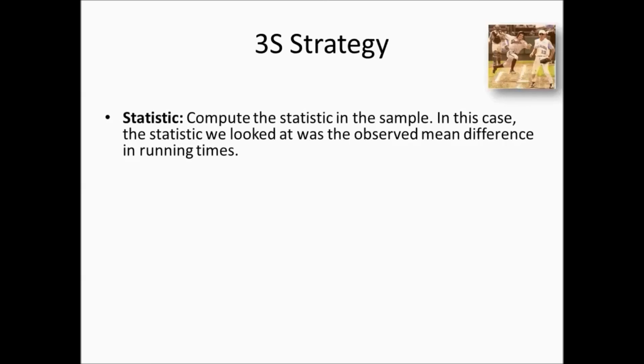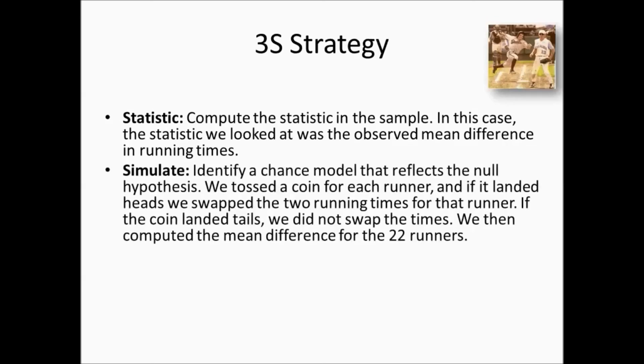Let's review what we've done using our 3S strategy. We first computed the statistic in the sample. In this case, the statistic we looked at was the observed mean difference in running times. We then identified a chance model that reflects the null hypothesis. To do this, we tossed a coin for each runner, and if it landed heads, we swapped the two running times for that runner. If the coin landed tails, we did not swap the times. We then computed the mean of these 22 differences.